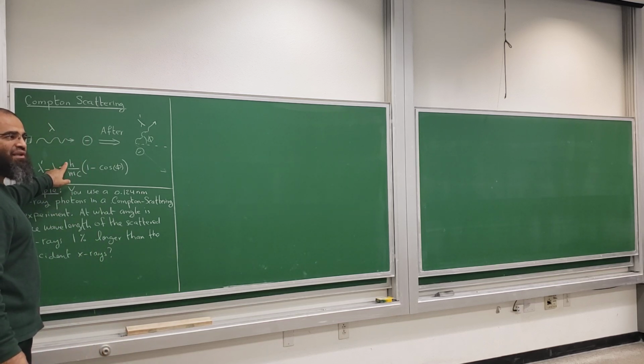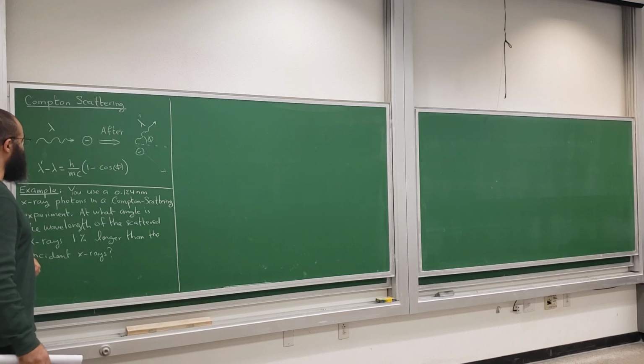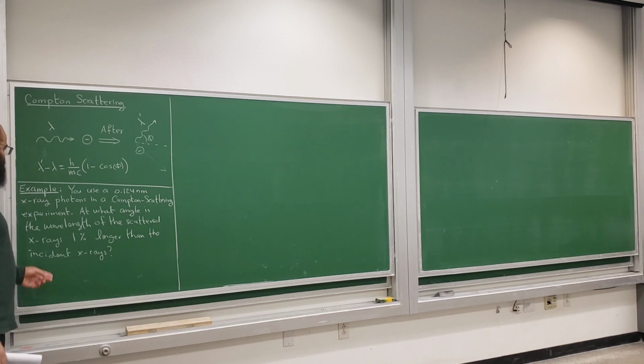What is this h? Planck's constant. Good. It has some numerical value. So we got this relationship, we derived it. You can refer to that later.